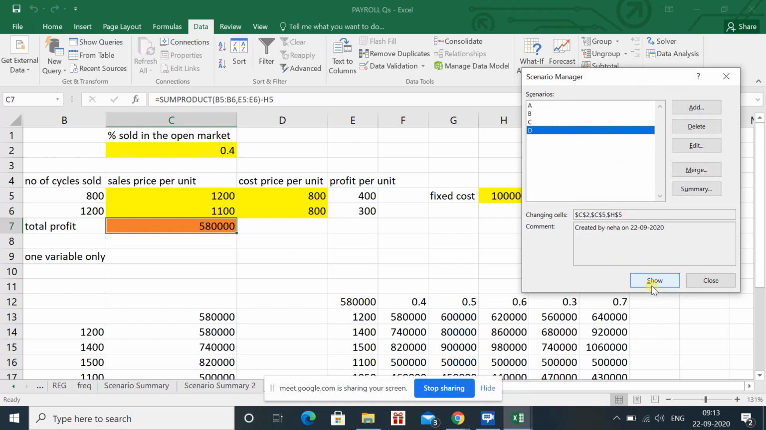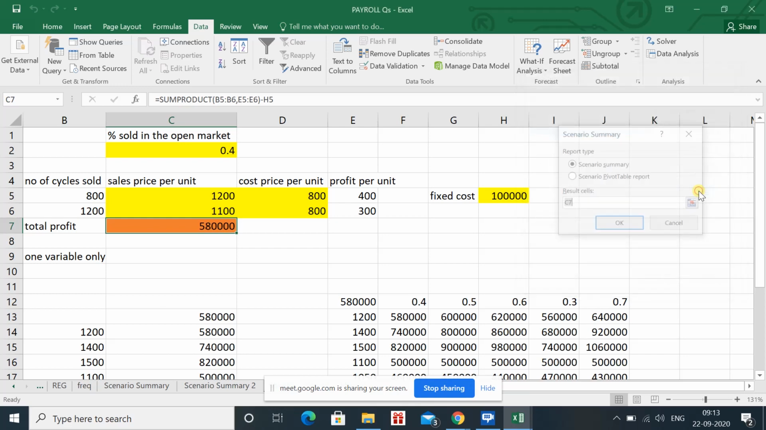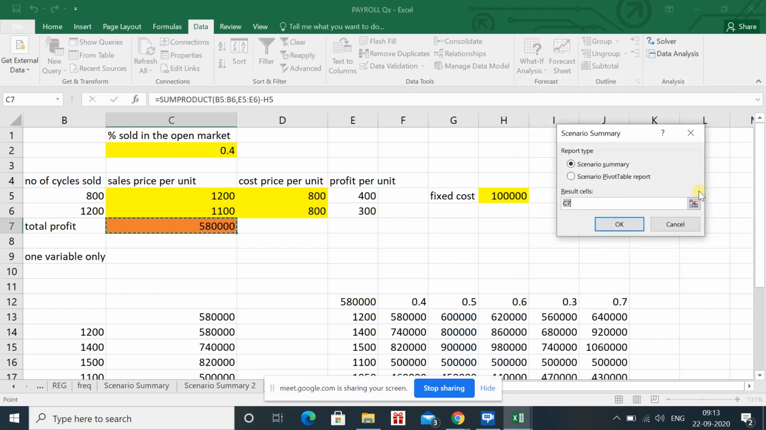Now we will not click over Show. We will click over Summary, after creating the scenarios. So I am clicking the Summary. After clicking the Summary, it is showing the scenario summary. In the scenario summary, you will get the values which you have changed.